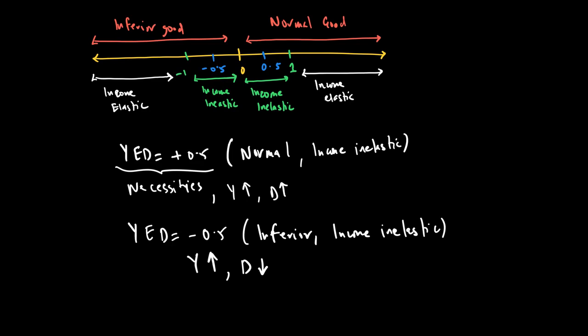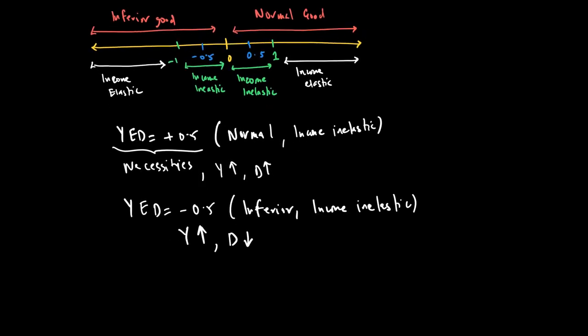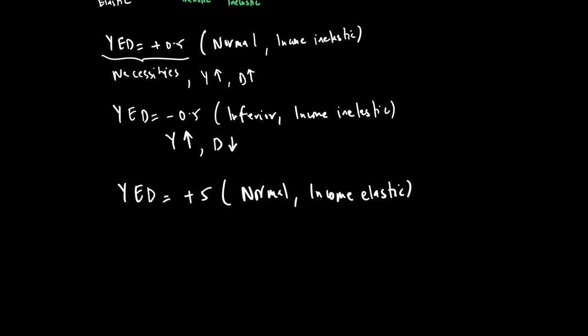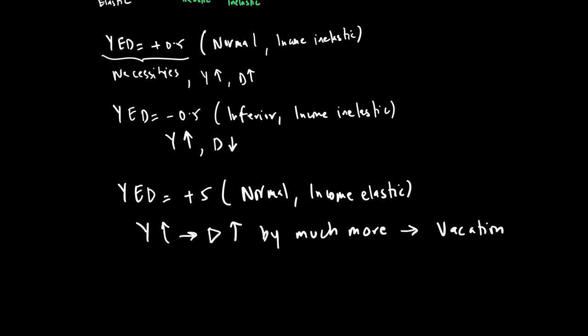Luxury goods, on the other hand, can be categorized as income elastic normal goods. They might have a value of more than one. For example, let's say plus 5, where plus would mean normal, and 5 will mean it's income elastic. So if it's an income elastic normal good, this is a good where when my income goes up, my demand will go up by much more.